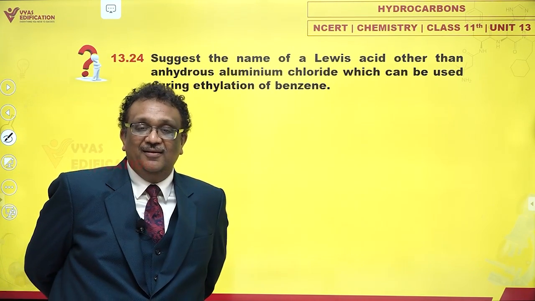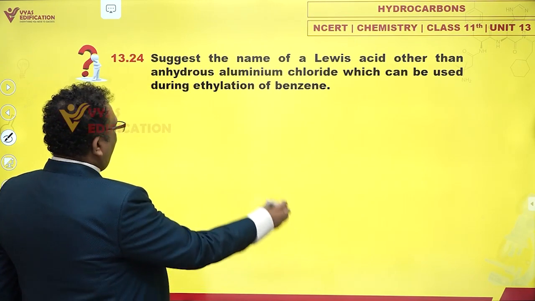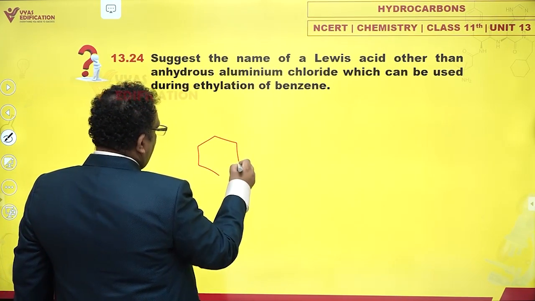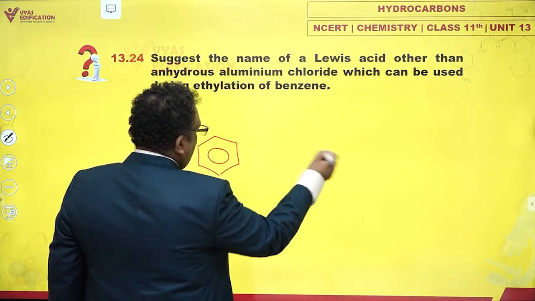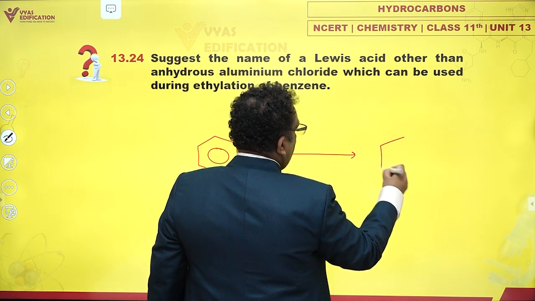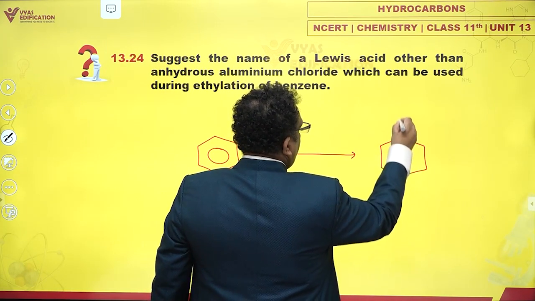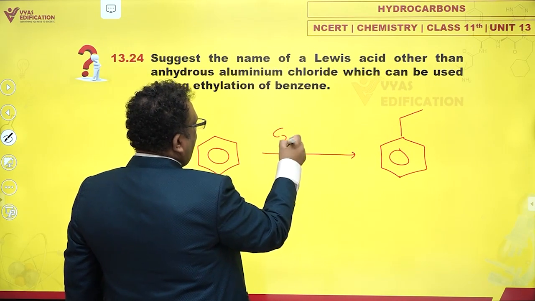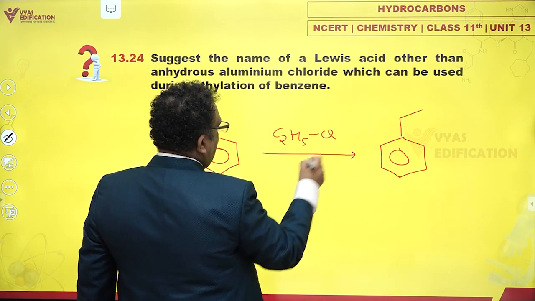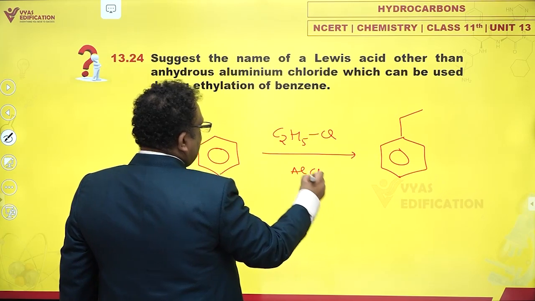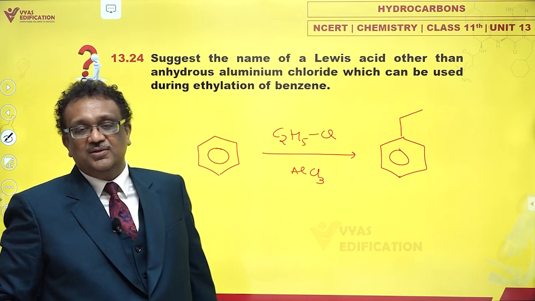Suggest the name of a Lewis acid other than anhydrous AlCl3, which can be used during ethylation of benzene. Let's first see what is ethylation of benzene. Ethylation of benzene is when you attach an ethyl group to benzene. And this can be done if you have C2H5Cl. This is the regular reaction, right?